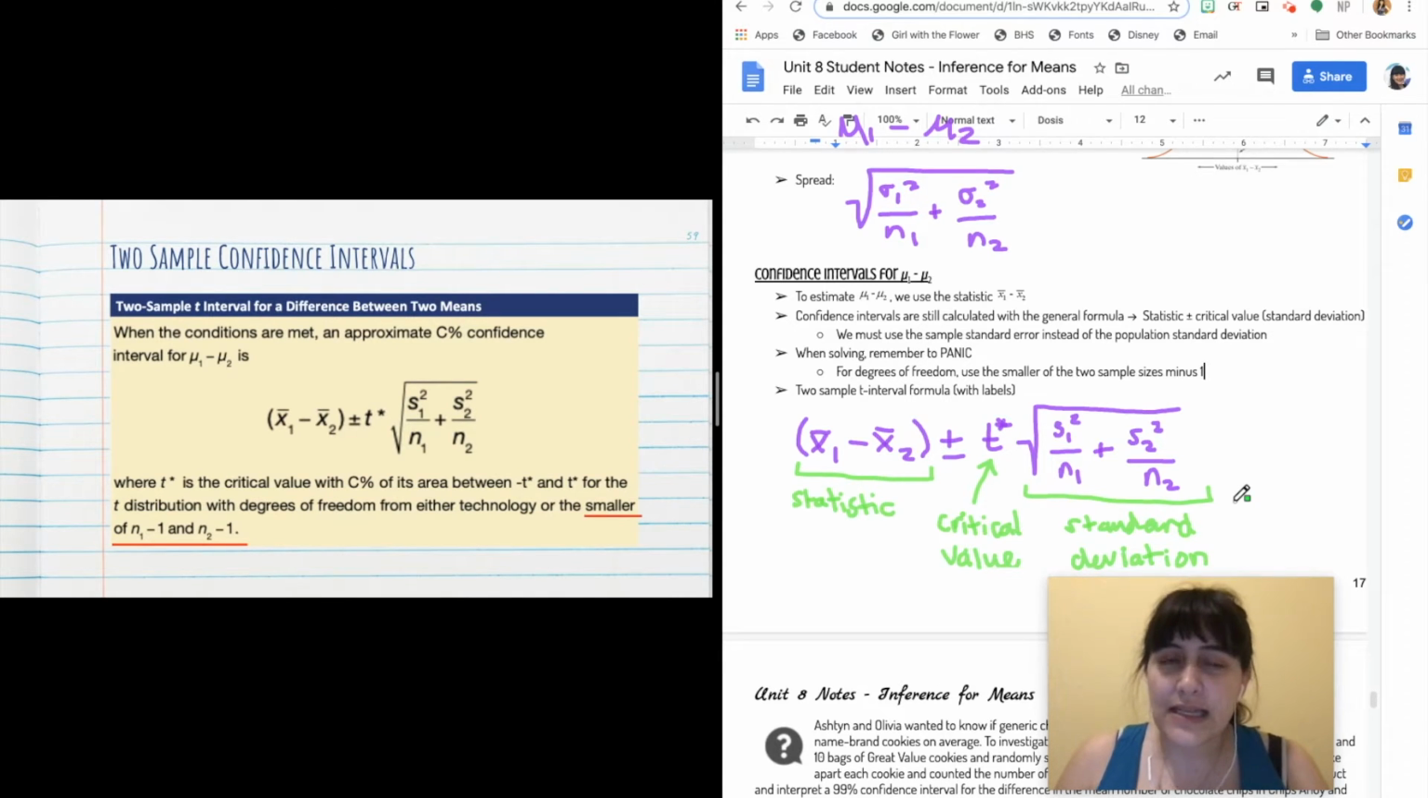Remember, the only thing that has changed is that you're going to use the smaller of the two sample sizes that you have minus 1 for your degrees of freedom. Other than that, you're following the exact same PANIC procedure, PA and IC.